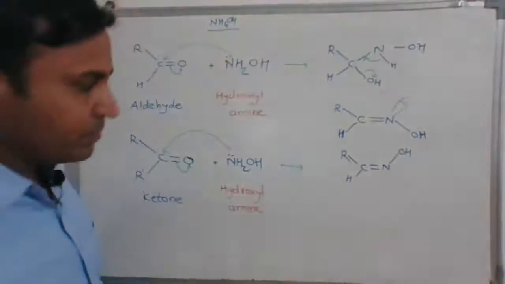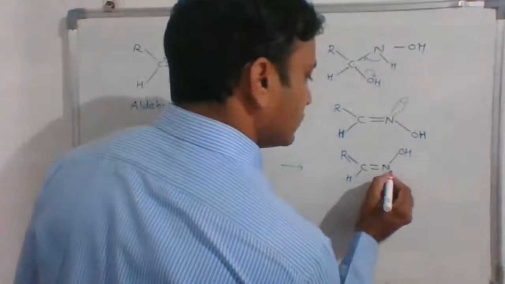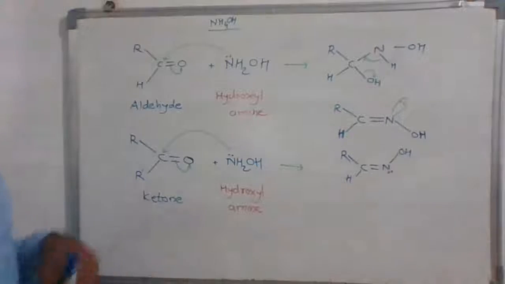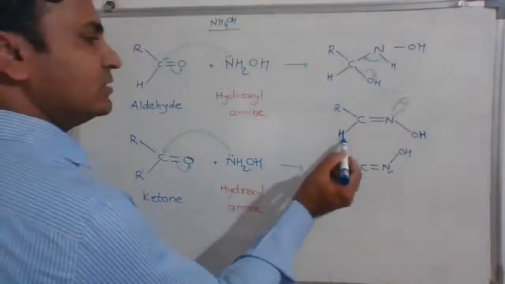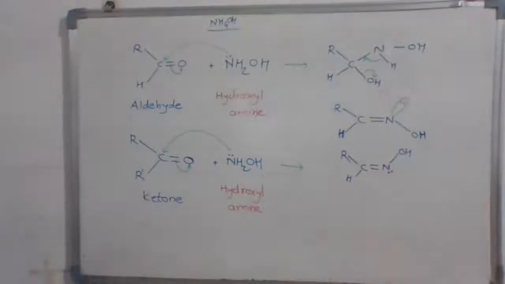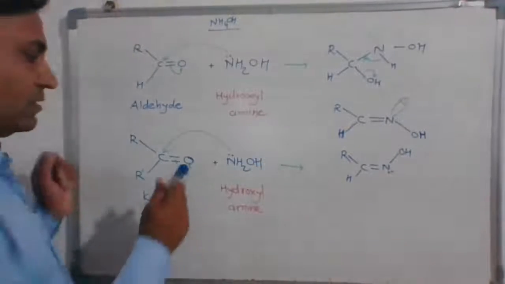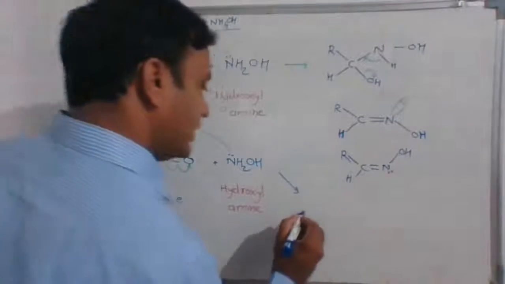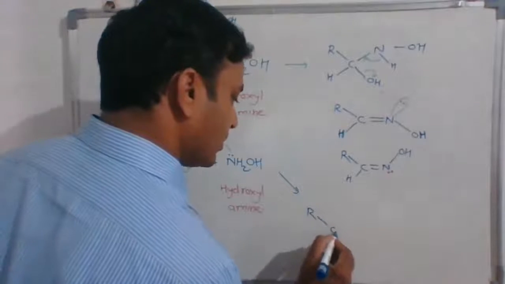The OH may be on either side of this double bond. It may be on the side of hydrogen, it may be opposite to the hydrogen. We can obtain such kind of oxime. Similar mechanism operates in ketone, and we get the product in the similar way.